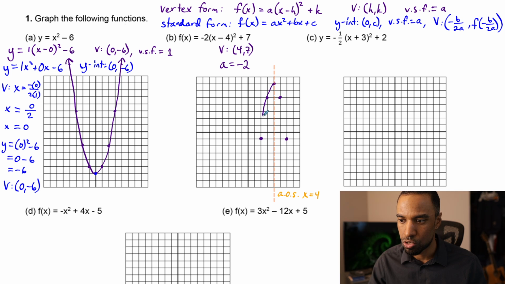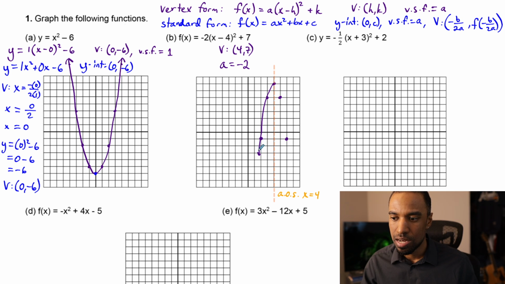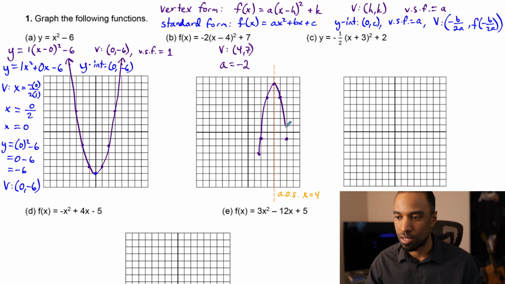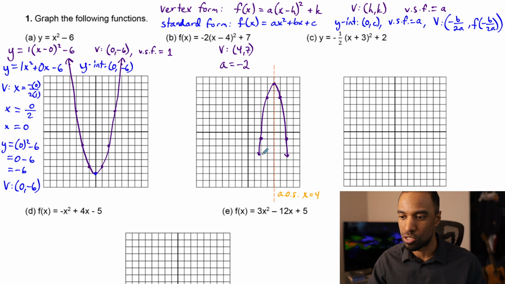So here's the parabola that goes through there. Nice smooth curve. Nice smooth happy curve. A little purple waterfall that goes down right there. There it is. Nice.